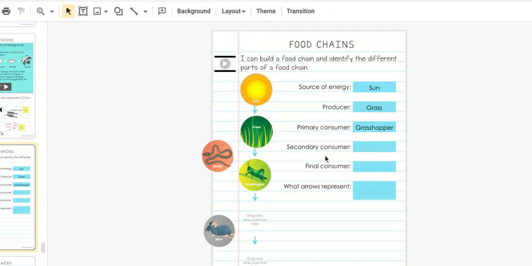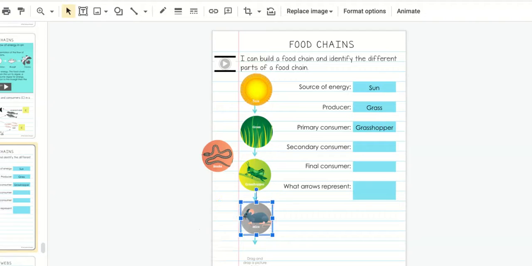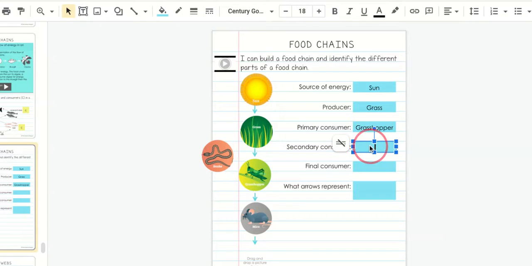Now, the secondary consumer is going to be the consumer that then eats the primary consumer, so the grasshopper. So out of snakes and mice, we would say that the mouse is going to be our secondary consumer.